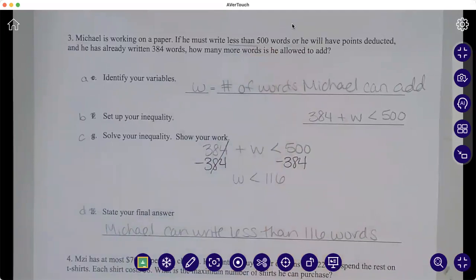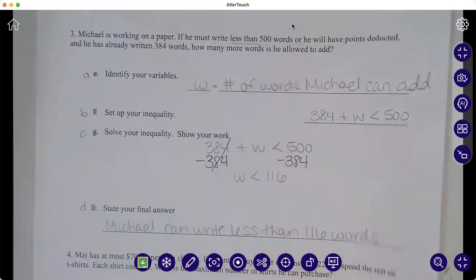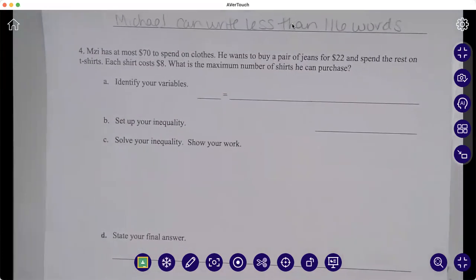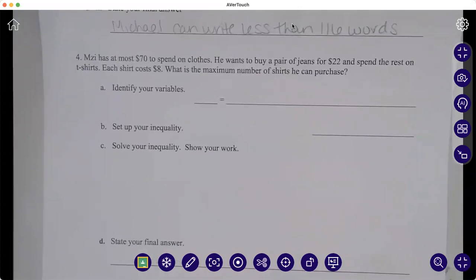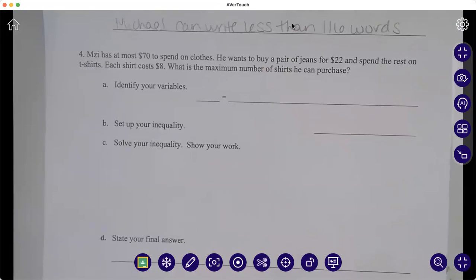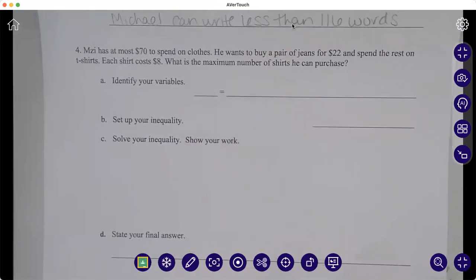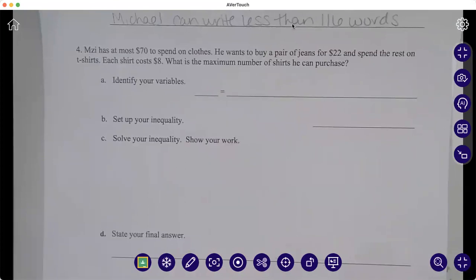All right. Let's go ahead and read number 4. Okay. Z has at most $70 to spend on clothes. He wants to buy a pair of jeans for $22 and spend the rest on t-shirts. Each shirt costs $8. What is the maximum number of shirts he can purchase? So go ahead and go through parts A through D all on your own and come back to see how you did.